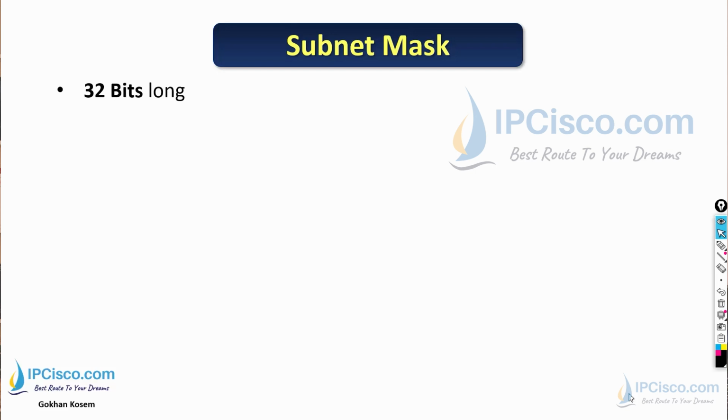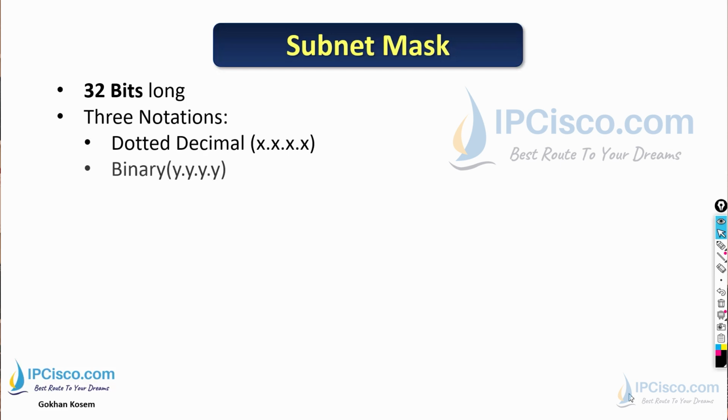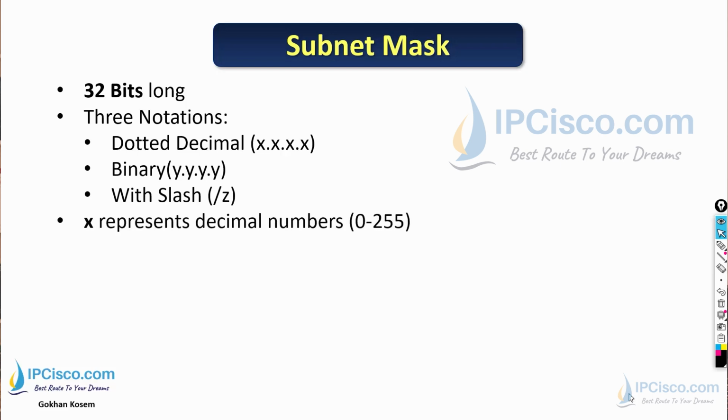A subnet mask is a value that is 32 bits long, and it has three notations. One of them is dotted decimal, which is the generally used one, the second one is binary, and the third one is with slash. Here in the dotted decimal part, X represents decimal numbers from 0 to 255, and Y represents, in the binary format, 8-bit binary numbers made of 0 and 1. Z represents how many ones there are.